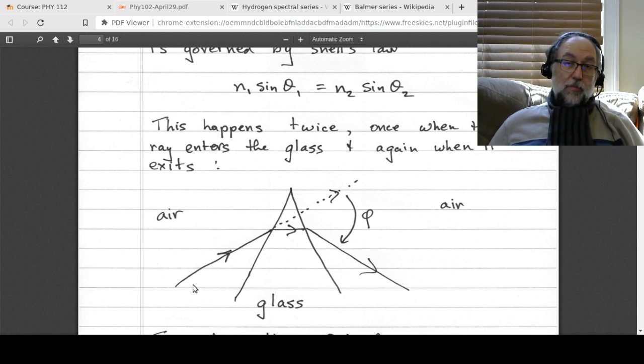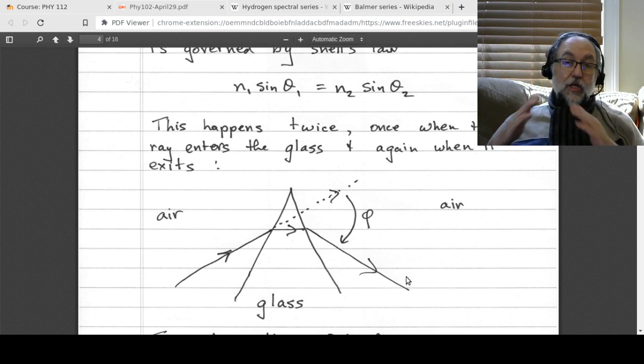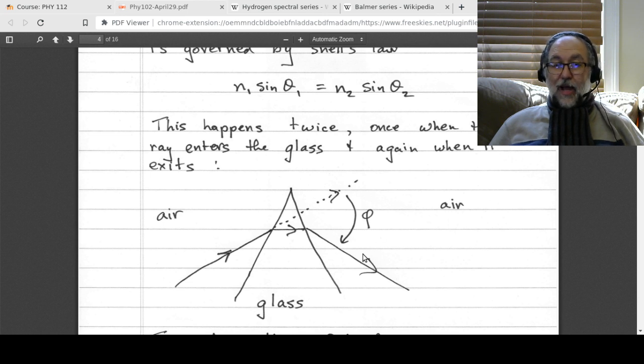And so basically you get this double bending: once when the ray enters from the air to the glass, and again when it passes from the glass back into the air. If you were to follow this ray and it weren't bent at all, it would follow along this dashed line here, and that dashed line is at an angle, which I just called phi, to the actual direction of the ray. So by shaping your glass in this kind of triangular form, you've effectively been able to bend the ray by an angle phi.